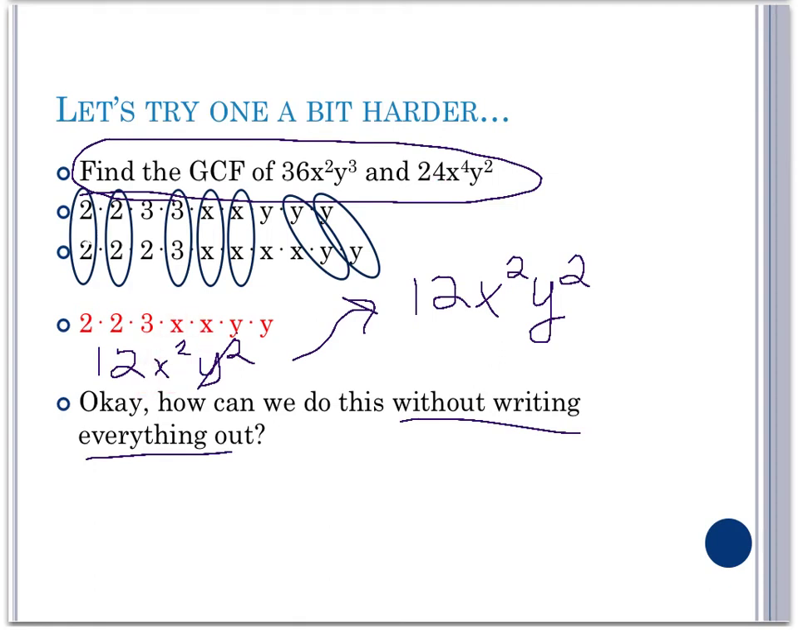Now let's compare the y's. I have y cubed and y squared. What became the greatest common factor? The y with the smallest exponent, y squared. That's because when we're taking stuff out, we want to take out what is most in common. We can't take out more. We couldn't take a y cubed from this term because we do not have 3 y's.